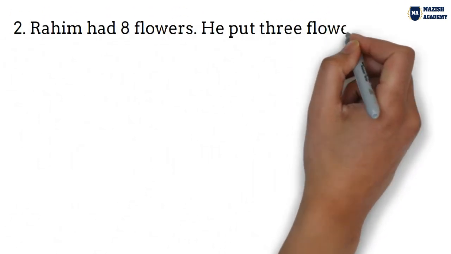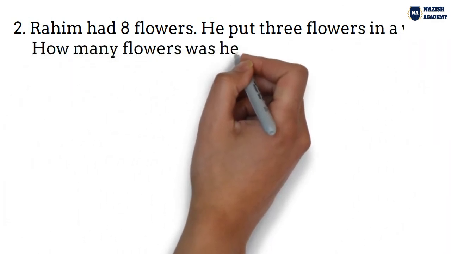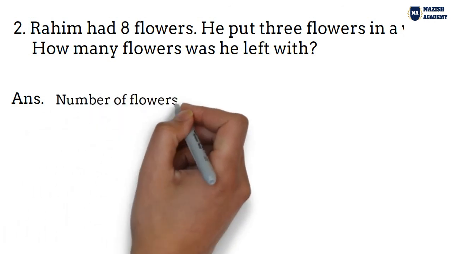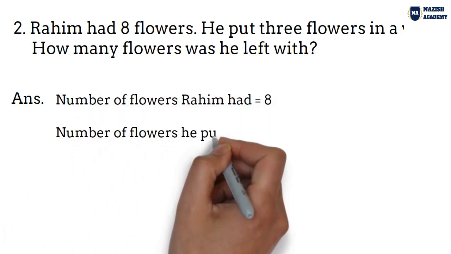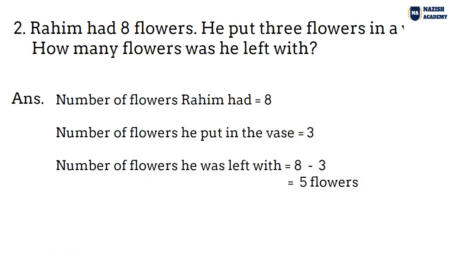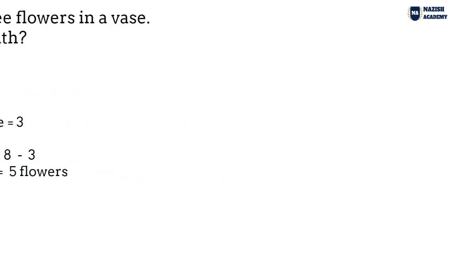Rahim had 8 flowers. He put 3 flowers in the vase. How many flowers was he left with? Let's see the answer. Number of flowers Rahim had, 8. Number of flowers he put in the vase, 3. Number of flowers he was left with, 8 minus 3 is equal to 5 flowers.